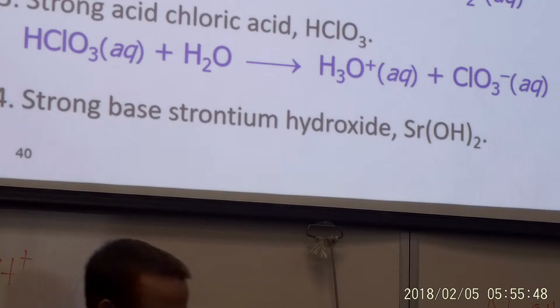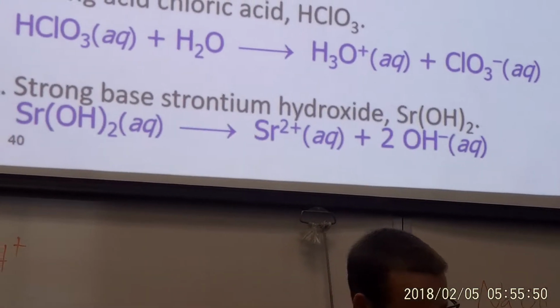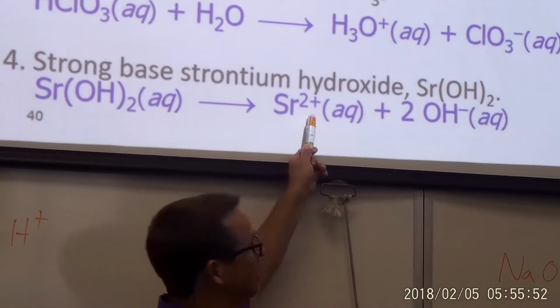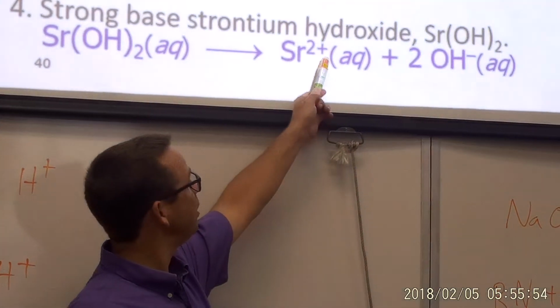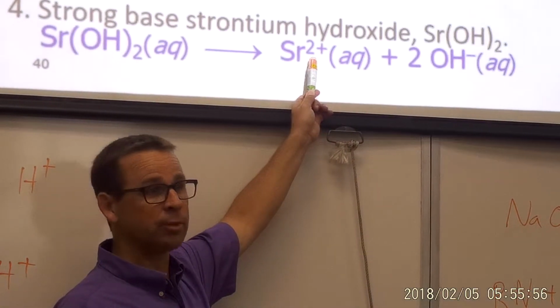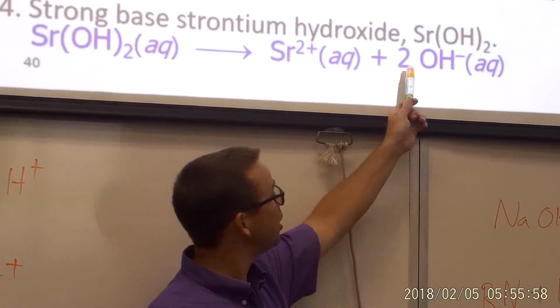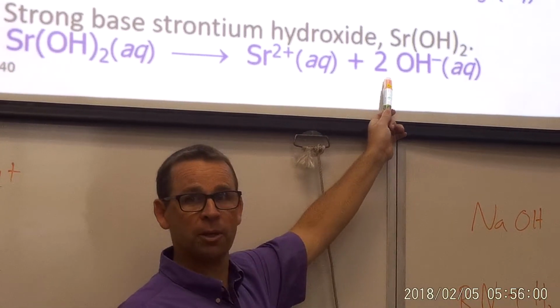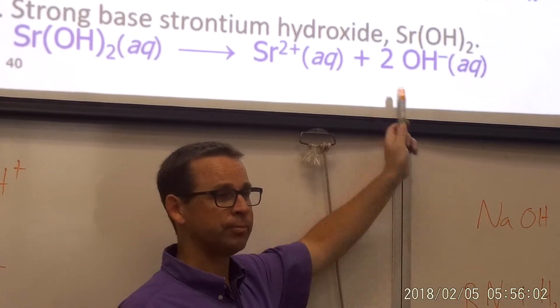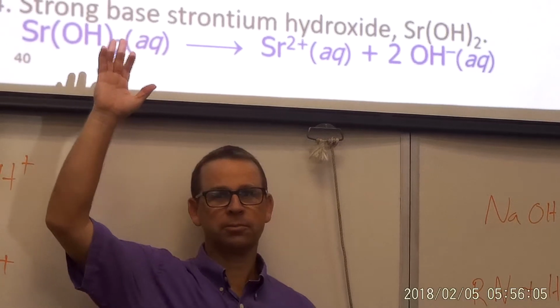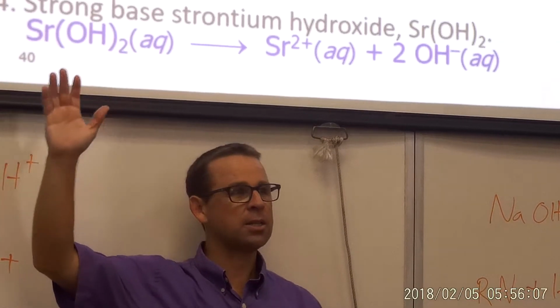So in this dissociation, the sticky points: you've got a +2 charge here, so make sure you have that. And you've got to make sure you had 2 here for the number of hydroxide ions. Who got those right? Anybody want to tell us you got it right? Not a single soul.